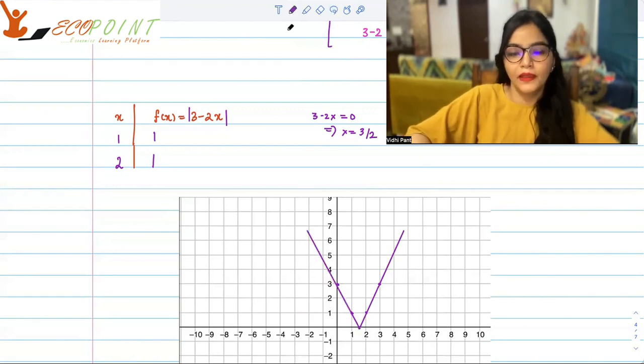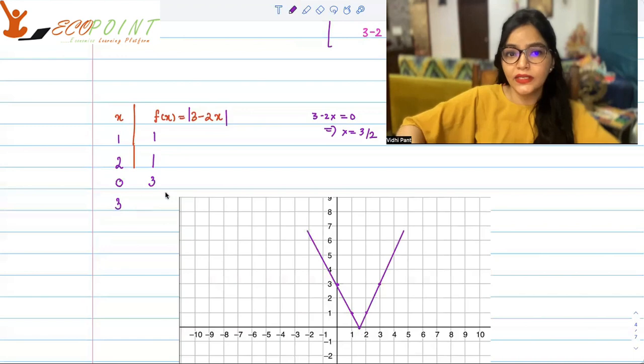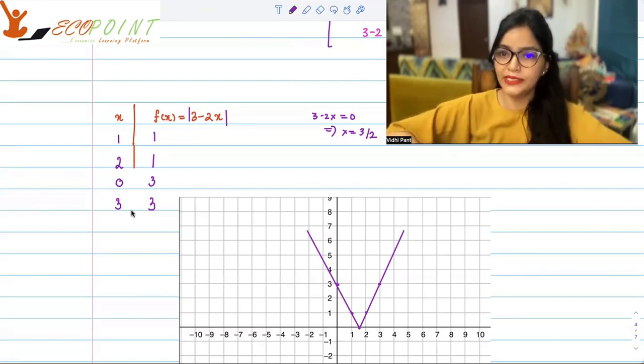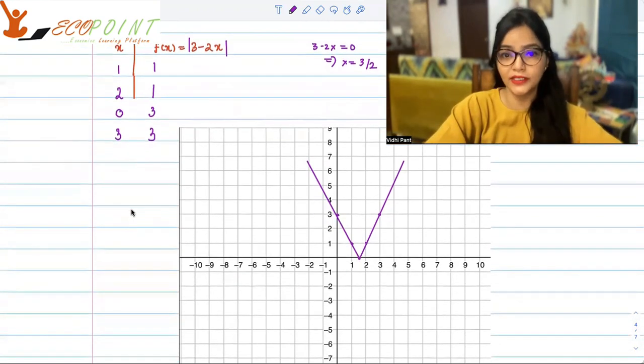Okay. I'm going to mention here the values that I've taken. When x is 0, it's going to be 3. When x is 3, it's going to be mod of 3 minus 6, that is mod of -3, that is 3 again. So that's how this graph would move. Again, obviously, the function will be on the upper side of the x-axis because all the y values are positive.